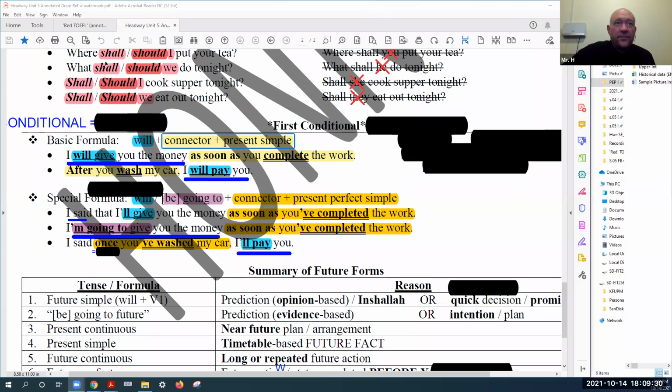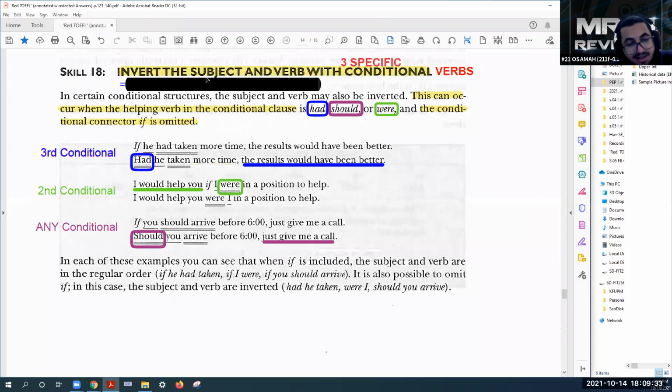You could switch them. We can use present perfect too. Yeah, that's possible. But right now, let's just use the basic formula, okay? Let's not get complicated. Let's keep it as simple as possible so you can understand this skill. So if plus the present simple, guys, this is called the first conditional. If is a connector, and then we need the present simple.